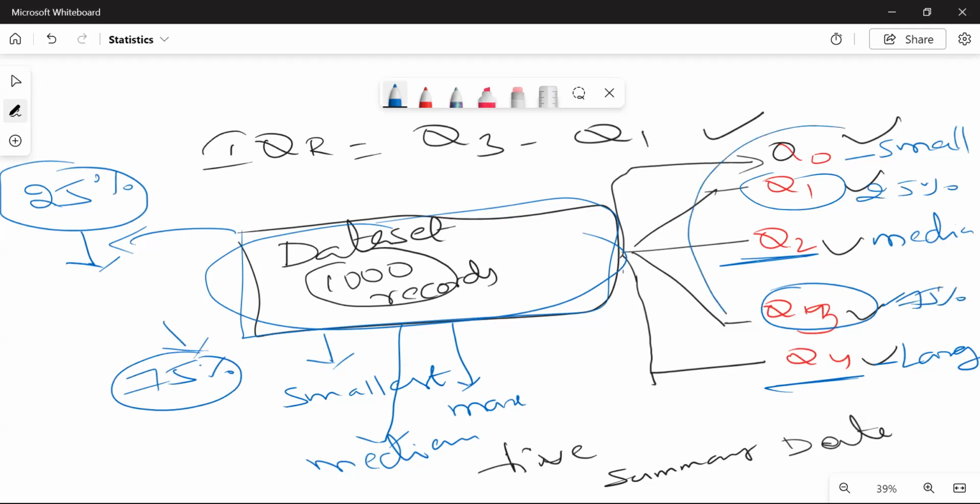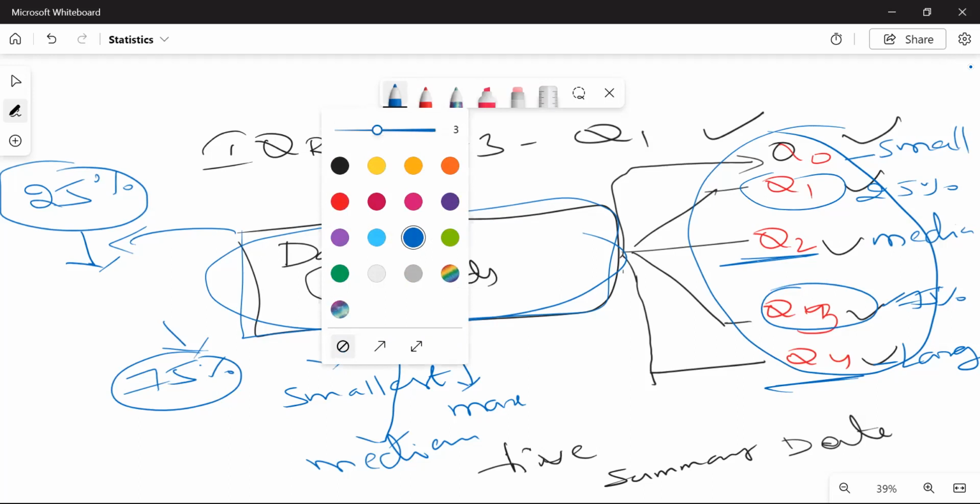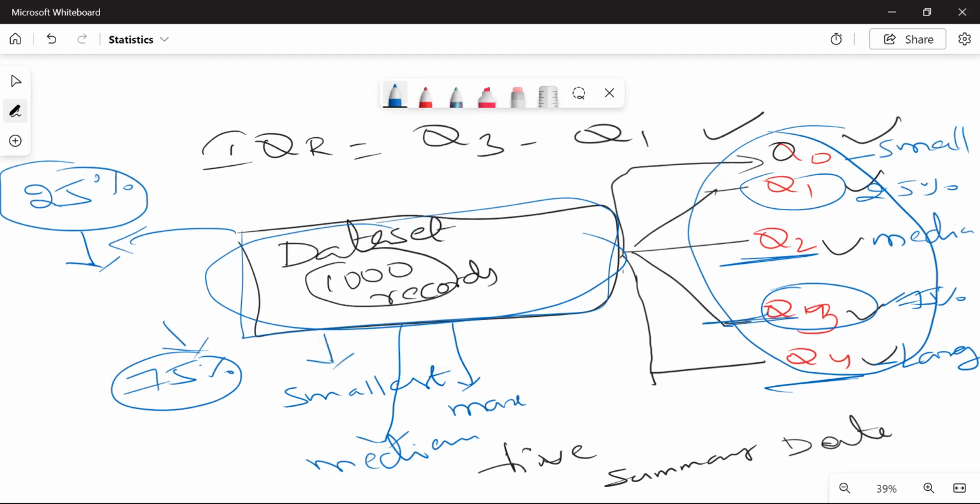So this is the way we can represent even a large data set in 5 elements: Q0, Q1, Q2, Q3, Q4. This concept we are calling the five-number summary. When it comes to the IQR, IQR means interquartile range. The difference between Q3 minus Q1, that we are calling IQR, the interquartile range. Now you are clear, right?